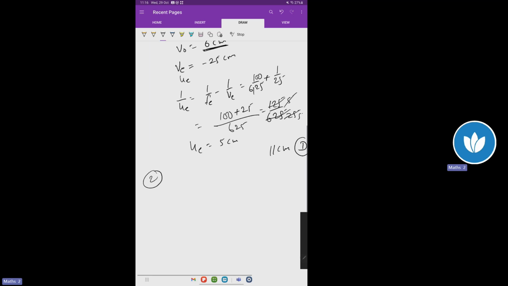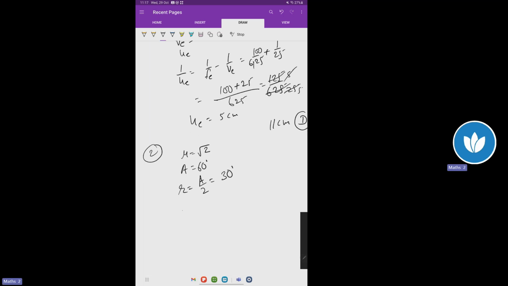Question number 2. The refractive index of a prism is under root 2. Mu is under root 2. If the angle of the prism is 60 degree, at what angle must a ray be incident on it so that it suffers minimum deviation? For minimum deviation, R is A by 2, that is 30 degree. And from Snell's law, sin I is equal to mu sin R. Sin I is equal to root 2 times sin 30, sin 30 is 1 by 2. This is 1 by root 2. So I is 45 degree. Option B.